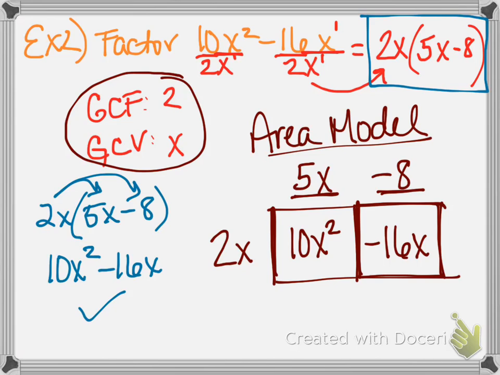So I would end up with this here. This would be one set of parentheses, which since it's just one term, I don't really need to put parentheses. And then this would be my other set. And I would end up with 2x times 5x minus 8, which is the same thing I got up top. Okay, example 3.